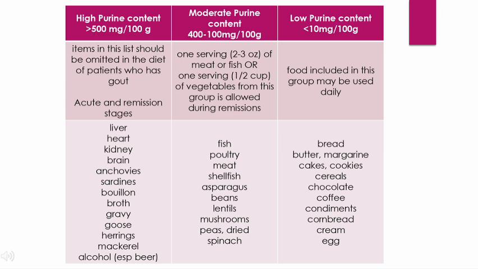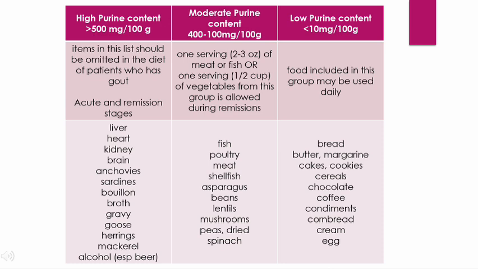Let us begin with high purine foods. These contain more than 500 milligrams per 100 grams and should generally be avoided. This applies both during acute gout attacks and even during remission to prevent recurrence. Examples include organ meats such as liver, heart, kidney, and brain. These are very high in purines and can significantly increase uric acid levels.